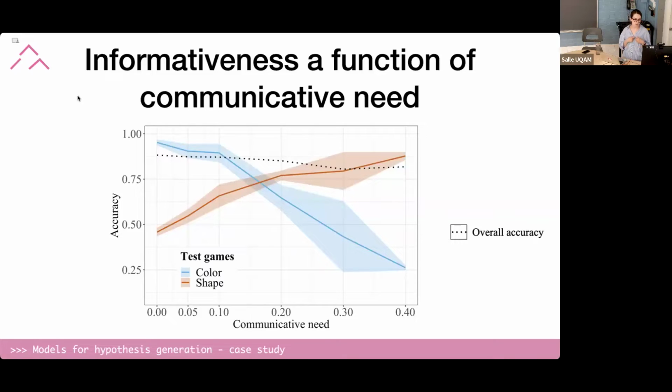So I'm using the shape bias as an example here, but in theory, any sort of perceptual bias could be led by a communicative need to distinguish that particular perceptual feature. And it just turns out that shape is the one that is salient to people.